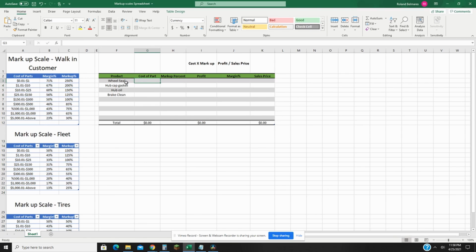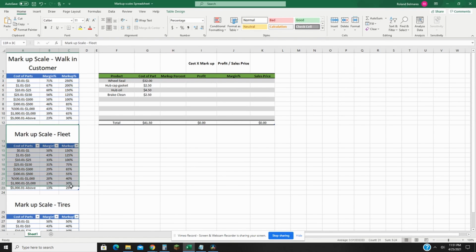So wheel seals. Let's say you went to the parts house and you paid $32 for a wheel seal. Hubcap gasket, you paid $2.50. Hub oil, you paid $4.50. Brake clean, you paid $2.50 as well. Alright, so now we have to know how much we're going to mark these parts up.